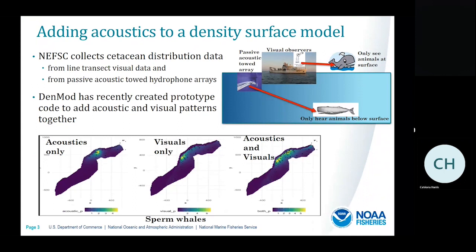This has been another hot topic with the DenMod group, and we've discussed this quite a bit, and it's led to some ongoing collaborations, which Tina had talked a little bit about. One in particular is this example here with the sperm whales, where DenMod helped us create some code to add the acoustic and the visual patterns together. So that was very nice. We're also continuing to work with DenMod in terms of updating density surface or distance sampling techniques specifically for analyzing acoustic data. So this is again ongoing, but very exciting and very helpful to what we're trying to accomplish at the Northeast Fisheries Science Center.